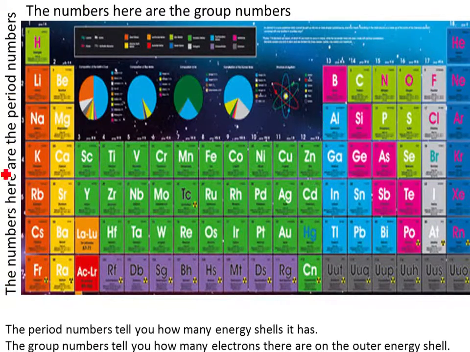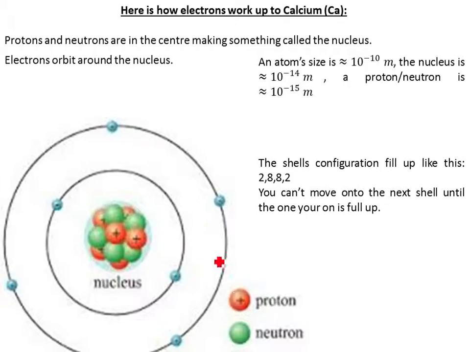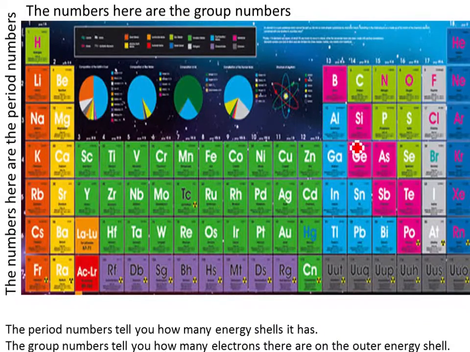Along the side here we have the numbers called the period numbers, and they tell you how many energy shells, so how many of these shells it has. So we can see carbon, it's this one. It has only 2 shells, and the group numbers tell you how many electrons are on the outer shell. It doesn't need to tell you how many electrons there are in total, because it actually tells you how many protons there are. No, it doesn't. Sorry, that's a lie. It tells you how many electrons there are on the outer shell.